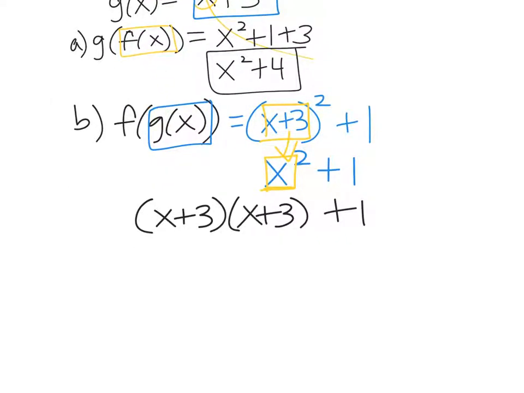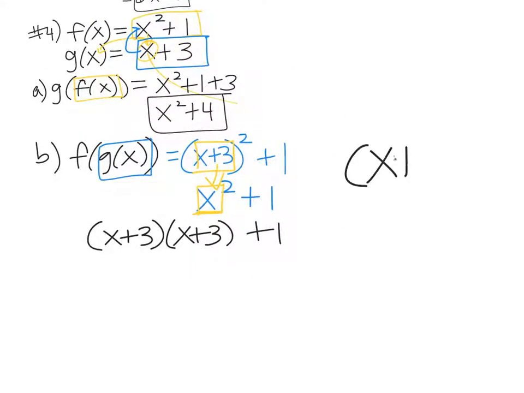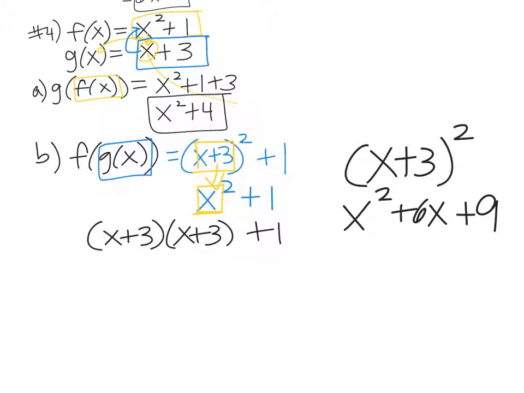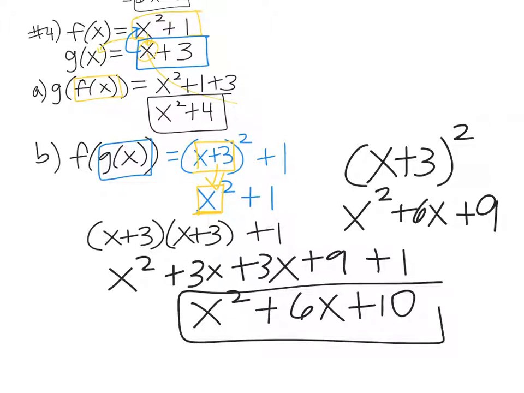The shortcut's kind of fun. You want to know the shortcut on a binomial squared? You can FOIL it out, that's fine. But if you want to do x plus 3 squared, you square the first term, you square the last term, and then there's a middle term. The middle term is just all these things multiplied together: x times 3 times 2, 6x. Pretty cool, huh? If not, FOIL it out: x squared plus 3x plus 9. And then there's still that plus 1. So you get x squared plus 6x plus 10 as your final answer.